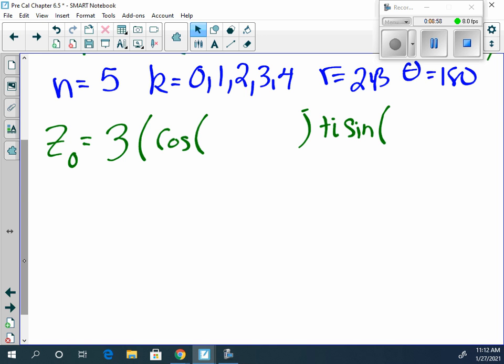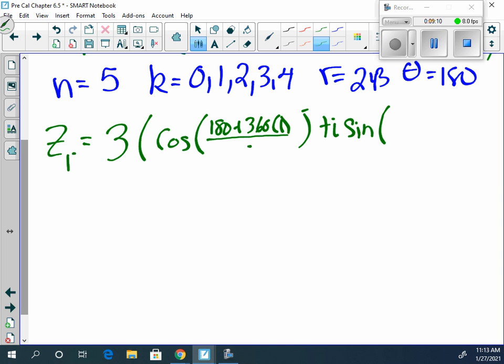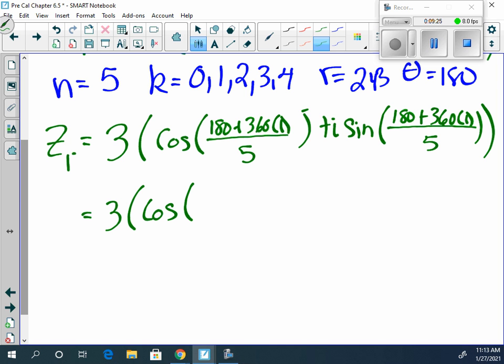So our z is now going to be z to the 1. So inside, we're going to have 180 plus 360 times 1 over 5. Now, we could go through and solve it individually. What I mean by that is do 180 plus 360 times 1, which is just 180 plus 360, which would give us 540. Or we can plug 180 plus 360 divided by 5 into the calculator and get 108.